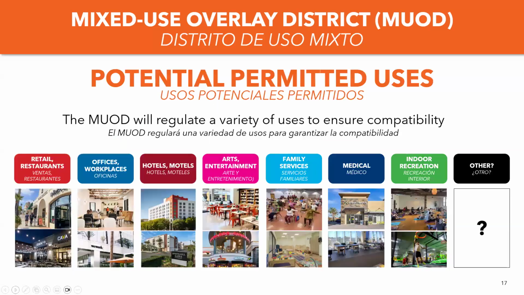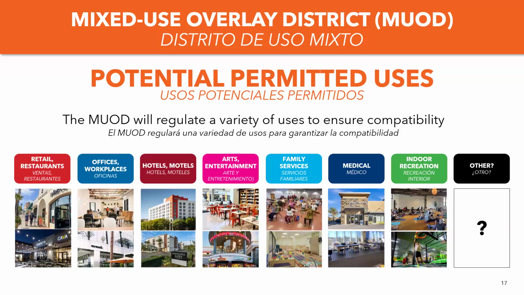Next. The first topic is permitted uses. The MUD will allow a variety of uses in a mixed use format that are meant to be complementary to residential uses, again, to allow for vibrant neighborhoods. We've listed some preliminary uses that we're considering here.